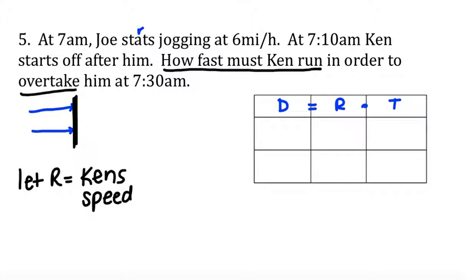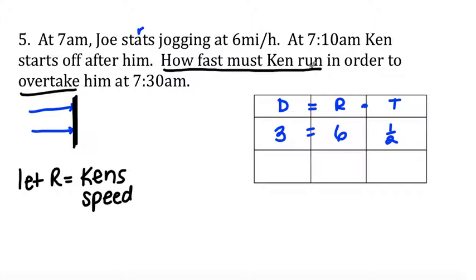All right, so we know that Joe's rate was 6, and he started at 7, okay, and he stopped at 7:30. Now, you have a couple options here. You could leave it as 30 and then fill it in later, or you could say that the time was a half because it was a half of an hour. So I'm going to do a half of an hour. So 1/2 is his time. So that means that his distance would be 3 miles.